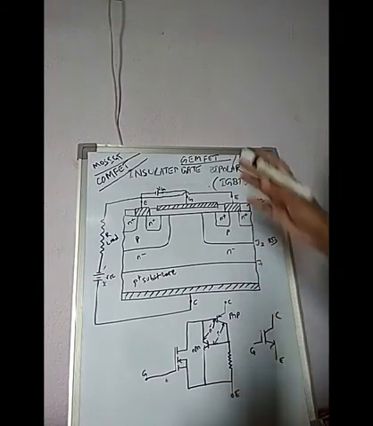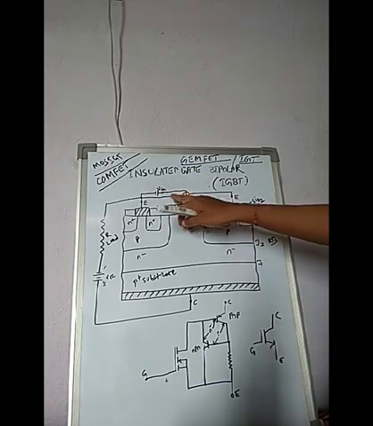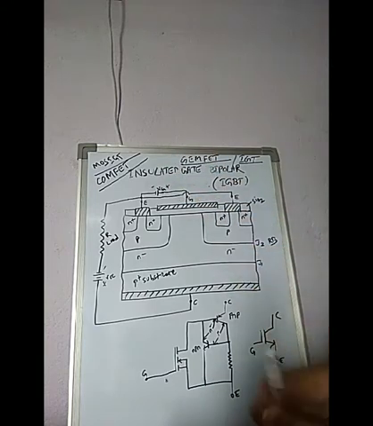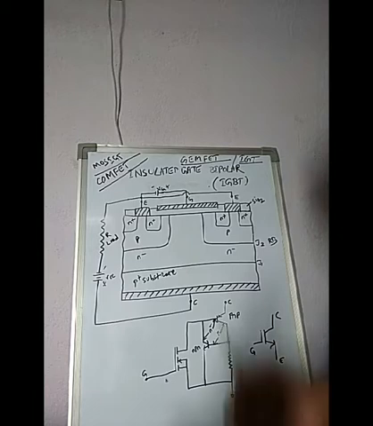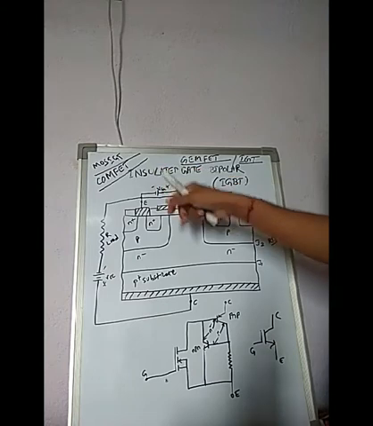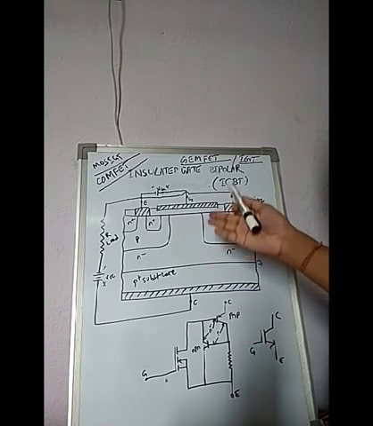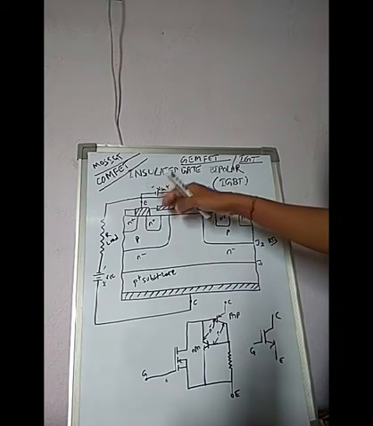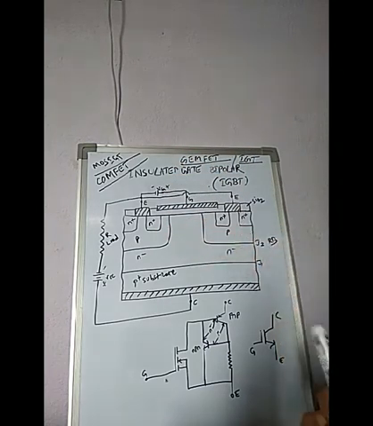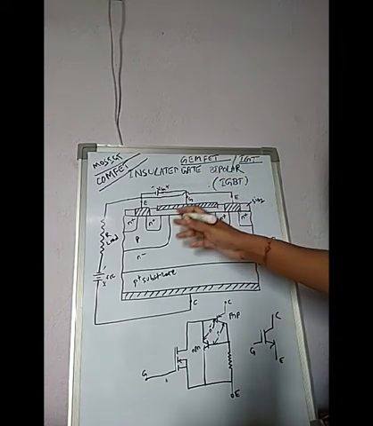So when we apply gate voltage, that means when the gate is positive with respect to the emitter, and this gate-emitter voltage is more than the threshold voltage level, that is VGE(th). When this voltage reaches the threshold level, then an N channel is formed. Where is the N channel formed? It is formed in the P region.